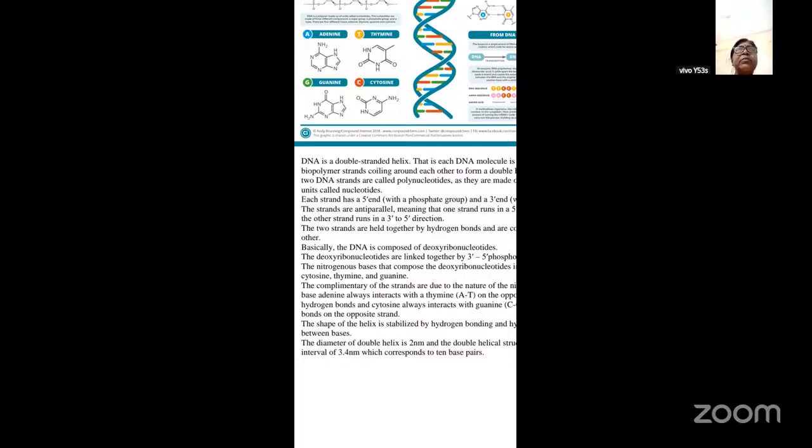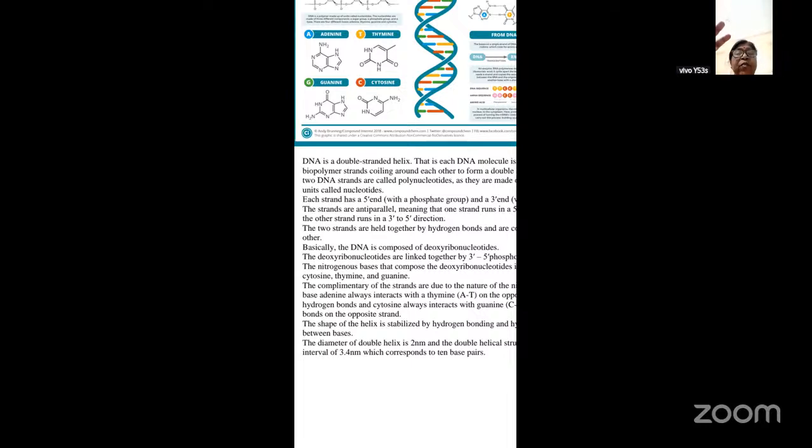The shape of the helix is stabilized by the hydrogen bonds as well as the hydrophobic bonding. And the diameter of the double helix is 2 nanometer, and the double helical structure repeats at an interval of 3.4 nanometer, which corresponds to 10 base pairs. So this is the double helical structure which was given by Watson and Crick.